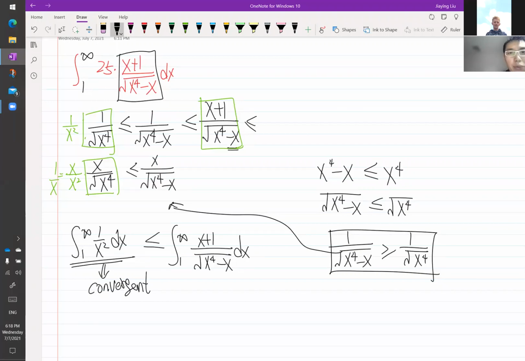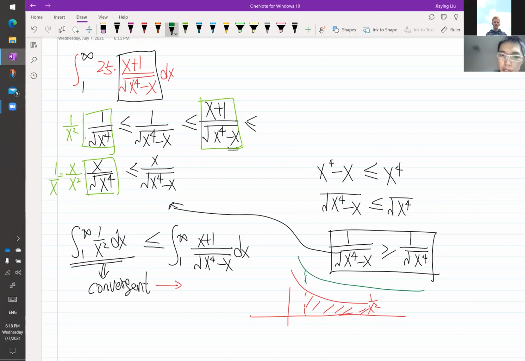Well, if this is convergent, the area below this 1 over x squared, this area from 1 to infinity, is approaching a finite number. The question is, what about the one that's above it, the original one? This part is x plus 1 over square root of x to the fourth minus x. The area underneath this function, the green one, is this going to be convergent? Well, we can't really draw the conclusion, right? If the lower function is convergent and has a finite area, we don't know if the function that's higher than that will have a finite area. So we cannot conclude.